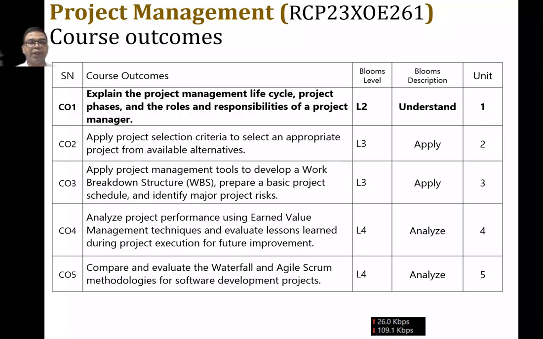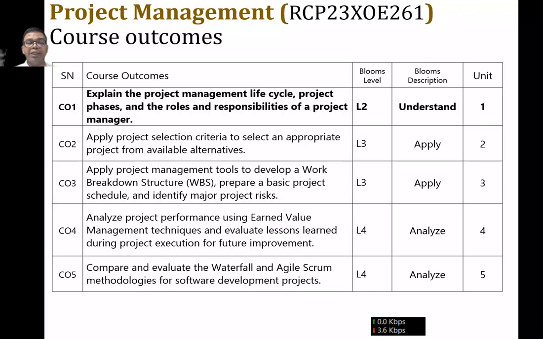For the course of project management, these are the expected outcomes from the students. CO1, explain the project management life cycle, project phases and the roles and responsibilities of a project manager, which is mapped to the Bloom's level of L2 and covered in unit number 1. CO2, apply project selection criteria to select an appropriate project from available alternatives, which will be covered in unit number 2. CO3, apply project management tools to develop a work breakdown structure, WBS, prepare a basic project schedule and identify major project risks, which we'll see in unit number 3.